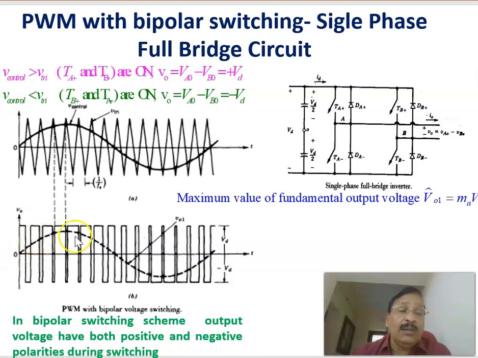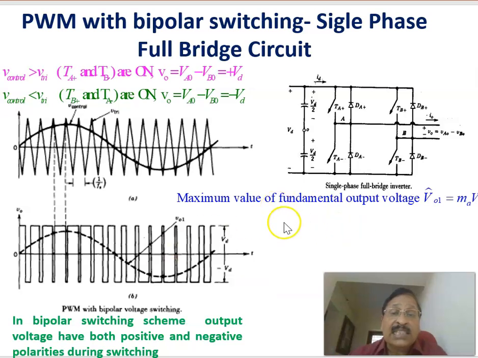If you do the Fourier analysis, this is the fundamental voltage which is in phase with the modulating signal, the reference signal or the control signal. We call them all the same. Therefore, this is the output voltage between A and B obeying this control law. The modulating or reference signal is compared with a high frequency triangular signal, and this is the output voltage of the inverter between A and B. It will be either plus VD or minus VD.